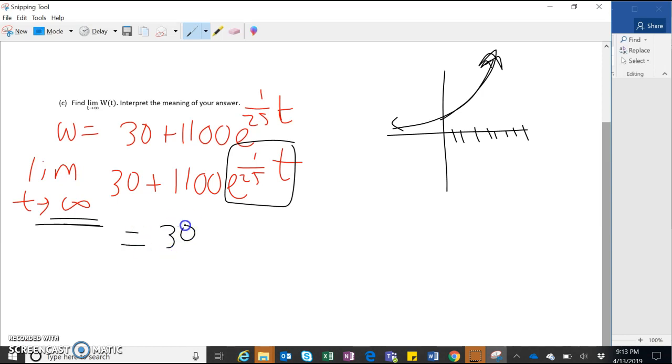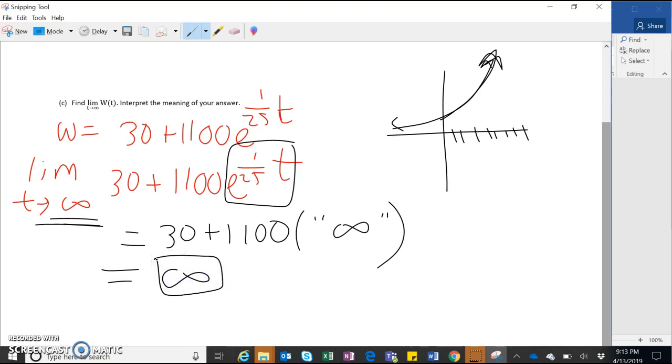So what I've got here is 30 plus 1100 of a very, I'm going to put this in quotations, large value. If I take a really large value, multiply by 1100 and add 30, I think I still get something really, really big. So my limit as time goes on is infinite. Interpret the meaning of my answer. That means that the waste in the landfill is growing infinitely, and it's going to be bigger and bigger as time goes on. I don't know if that's the most realistic approach here. Can a landfill actually store an infinite amount of waste? But according to this differential equation in this model, that's what the mathematics tells us.